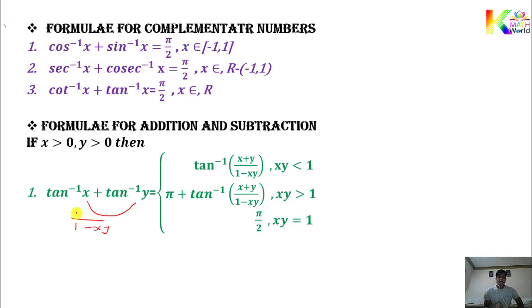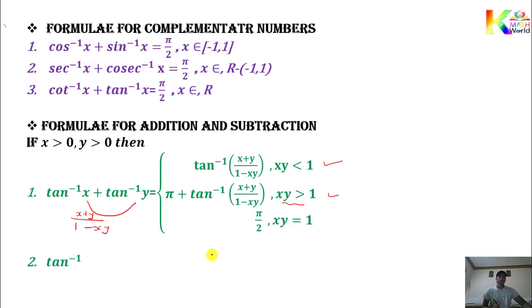In the numerator you got the addition of the angles x plus y. This way you can remember. Whenever x into y is less than 1, use the first formula. When x into y is greater than 1, use the same formula but with plus pi extra. This is the condition there. And when x into y equals 1, then the answer is pi by 2. So it is easy to remember.